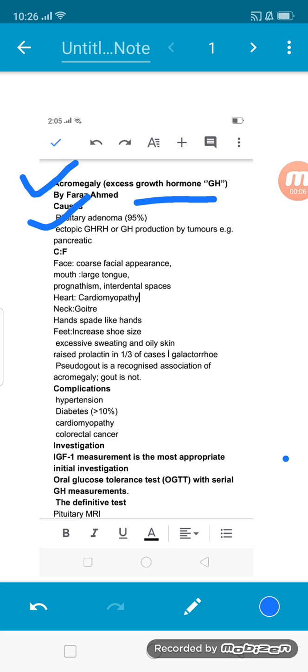This is acromegaly, and the points which I've written on this page are the only points that you need to know for the exam. I mean, if you memorize these points, you are definitely done for this topic.